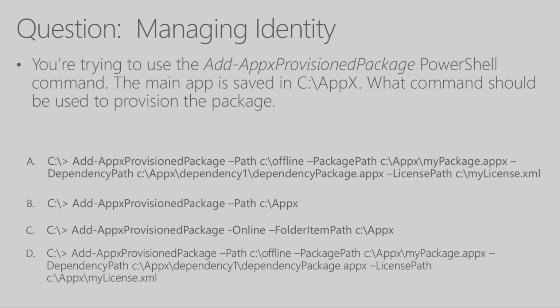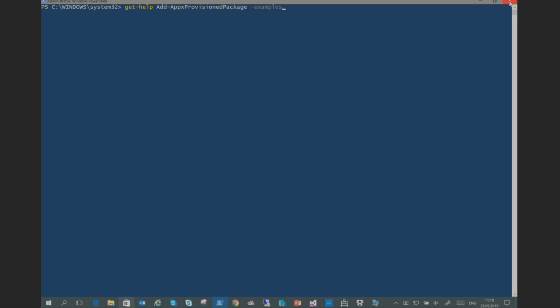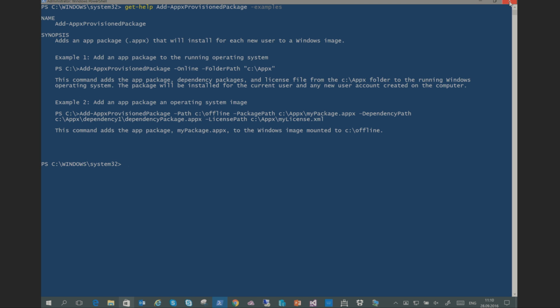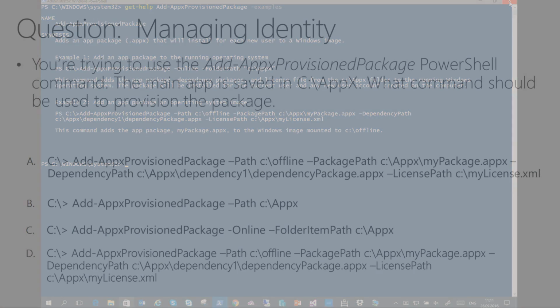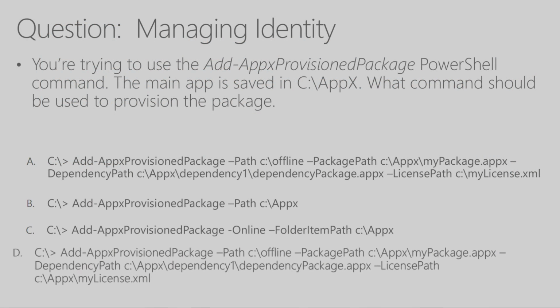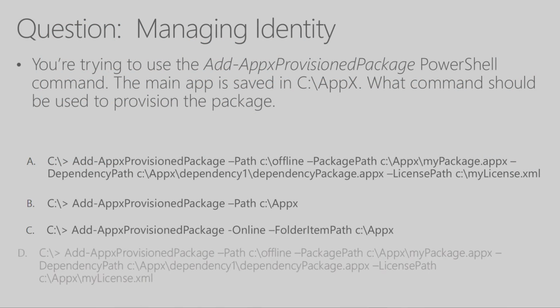So wait, before you get the answer, let me give you an example. Can you switch, please? Okay. So go to PowerShell. With the command, we have Get-Help Add-AppxProvisionedPackage -Examples, and here you go, the answer. So the moral of the story is use PowerShell. You'll get your answers. So if you look at this, the answer is D, as you can see.